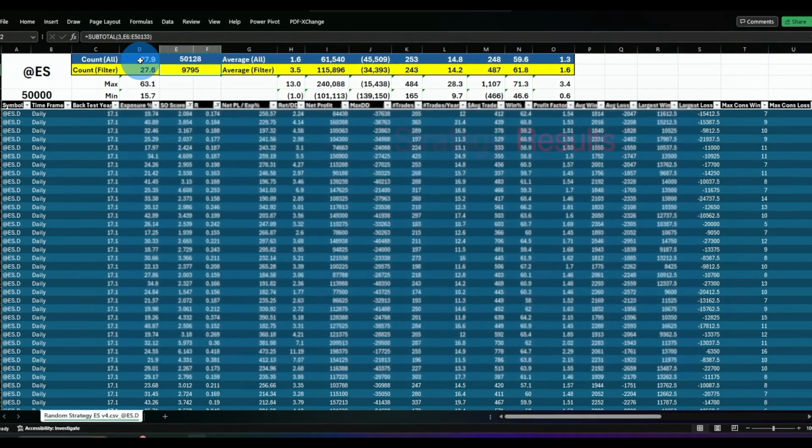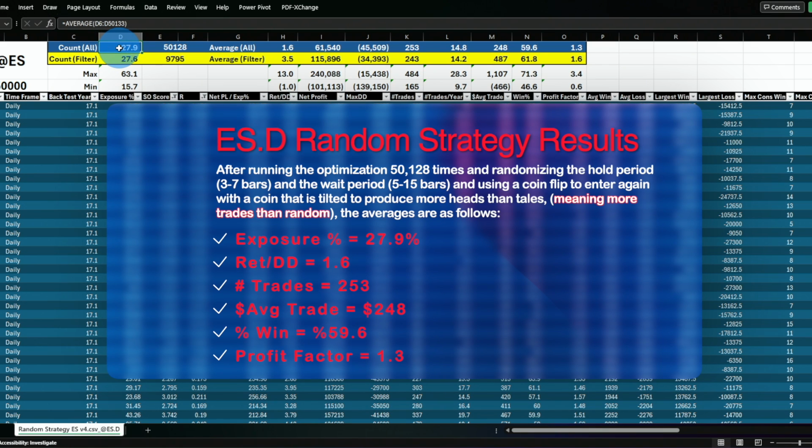It's about 50,000 strategies. You see, this is the count, and these are the filtered strategies. So overall, I am about 28% in the market. And my return to drawdown is 1.6. And my average trade is $248. Win percent is about 60. 1.3 profit factor. And about 250 trades.